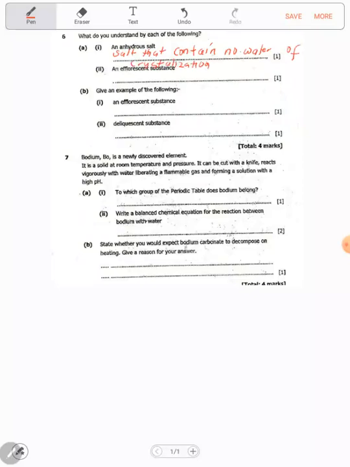An efflorescent substance is a substance that loses water when exposed to air. So an efflorescent substance is a substance that loses water of crystallization once it comes in contact with air.